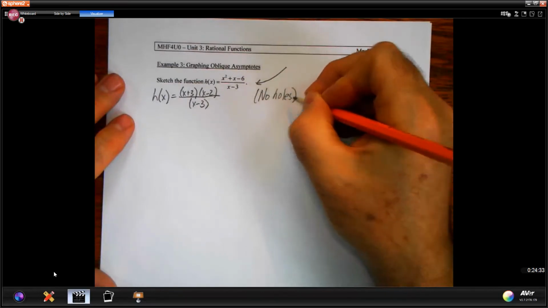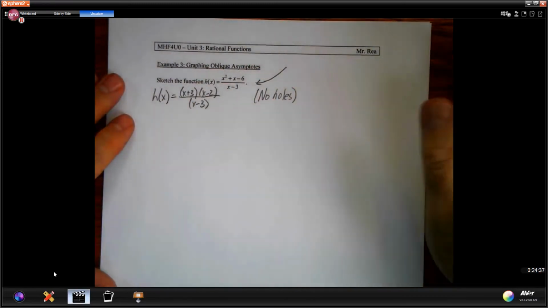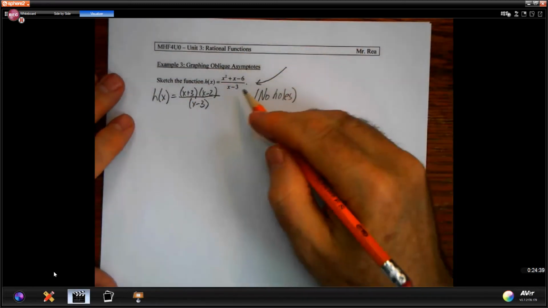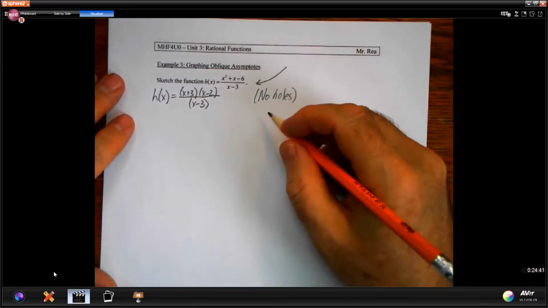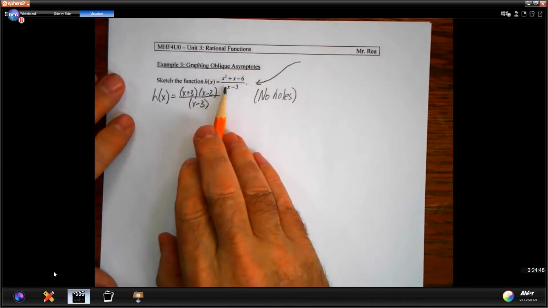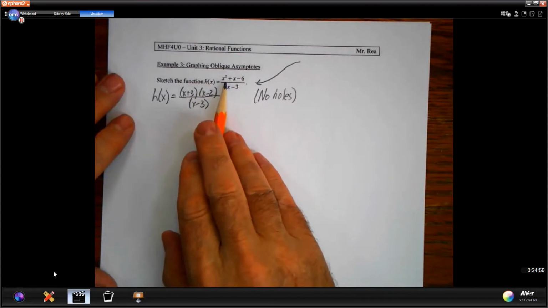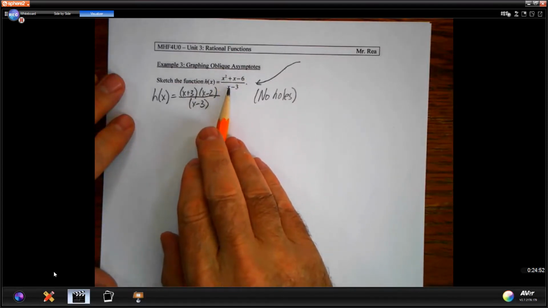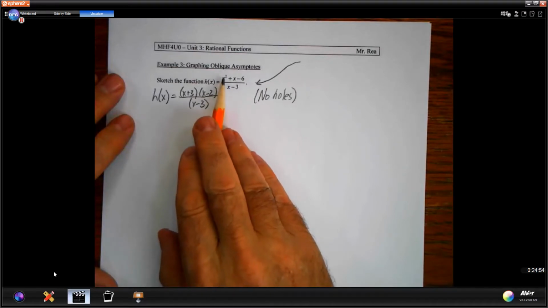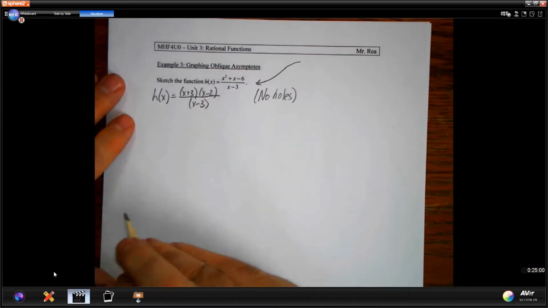Now it is possible to have more than one hole, but obviously the degree of your numerator and denominator would have to be at least quadratic. Okay, so no holes here. Now the thing I want to point out is, looking at the expanded version or standard form, we have degree 2 over degree 1. That's a difference of 1. So the numerator has a degree that's 1 higher than the denominator. That means I'm going to have an oblique asymptote.